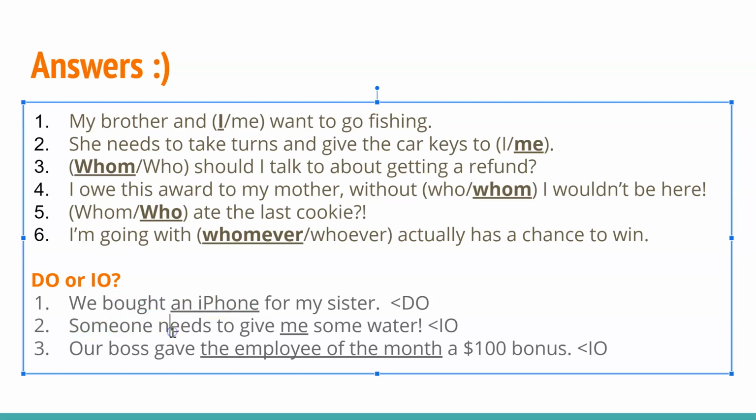Someone, subject, needs to give verbs. Well, verb plus infinitive, but that's okay. Now, we need to give water, direct object, to a recipient, me. So the word me is the indirect object. Our boss, subject, gave, verb. Now, did I give an employee of the month or did I give a $100 bonus away? Yeah, I gave a $100 bonus. So $100 bonus is my direct object, which means the employee is now my indirect object. It's the recipient of that bonus.